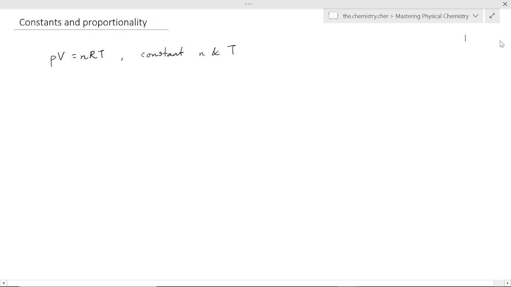Hi everyone, in this video we are going to talk about this idea of constants and proportionality. This idea of constants and proportionality is useful for many physical chemistry chapters. So this idea is definitely not foreign to you.